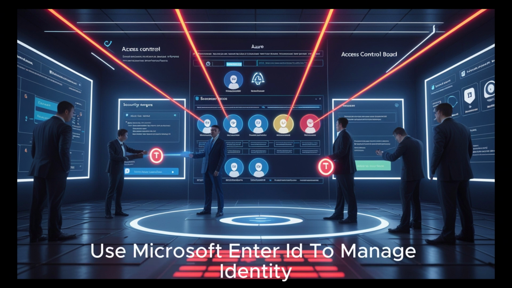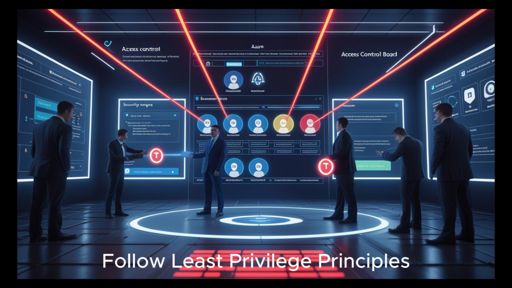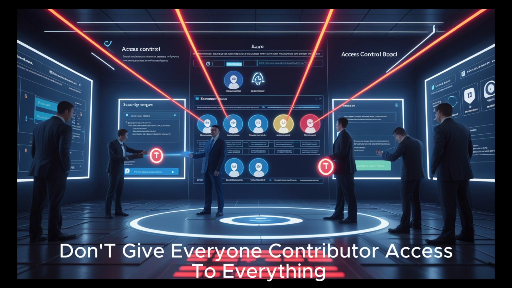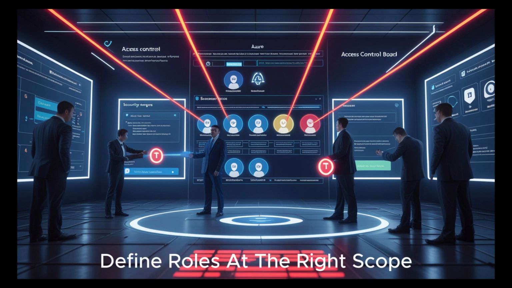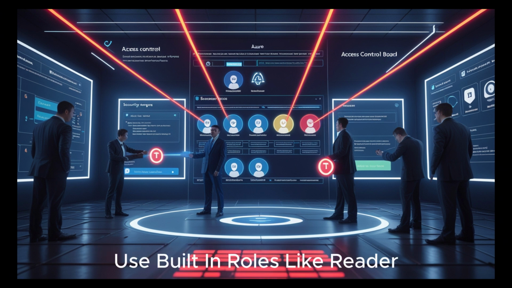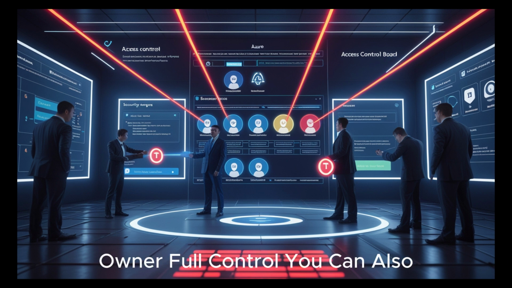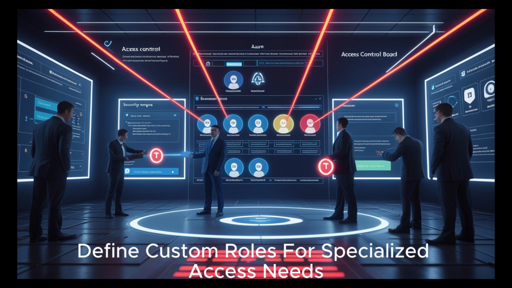Use Microsoft Entra ID to manage identity and Azure RBAC to assign permissions. Follow least privilege principles. Don't give everyone contributor access to everything. Define roles at the right scope: management group, subscription, or resource group level. Use built-in roles like reader, view-only; contributor, modify but not manage access; owner, full control. You can also define custom roles for specialized access needs.